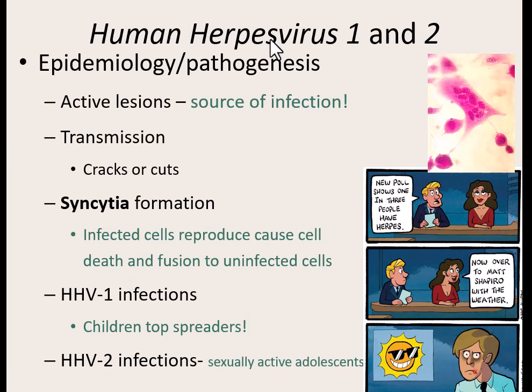Now, the human herpes virus 1 infections, the top spreaders are children. Again, kids give kisses to everyone, and they're dirty and all that stuff too. Human herpes virus 2 infections are most likely spread by sexually active adolescents, who are the top spreaders. That doesn't mean anyone else can't be spreaders of either of these. They definitely can, but those are the top spreaders of these viruses.